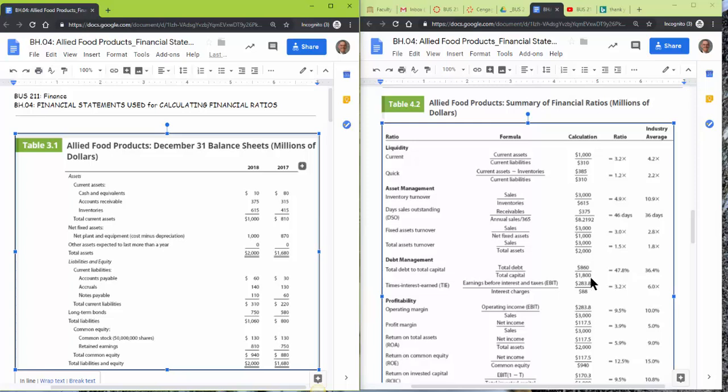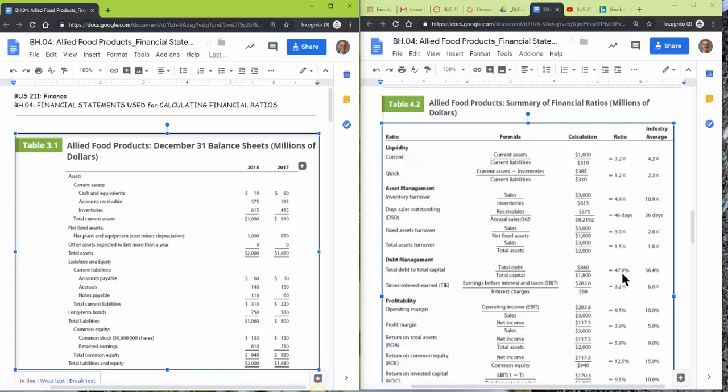Doing the math for this ratio, $860 million divided by $1.8 billion produces a ratio of 47.8%. Another way to interpret this ratio is to say that there would be 47.8 cents of debt for every $1 of total capitalization or total financing that the business has.